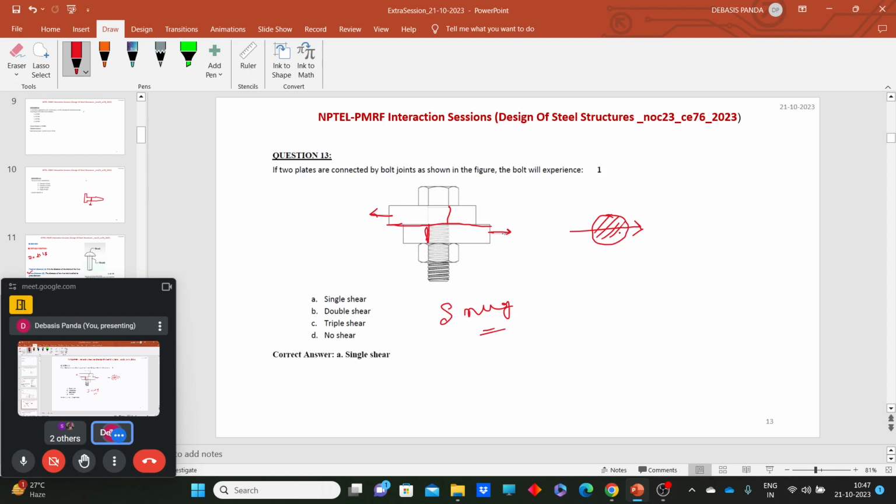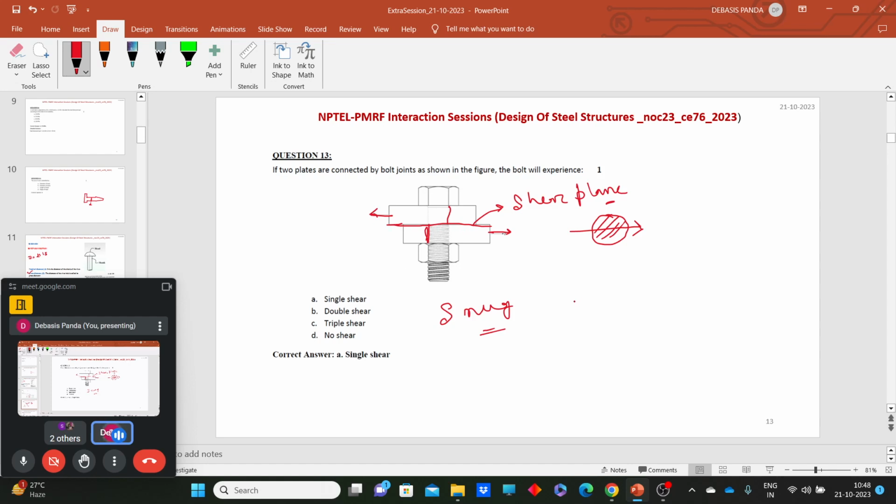So what will happen? The shear stress will generate through that particular plane, and if the generated shear force value is more than the shear capacity of the bolt, then the bolt will fail in shear along this plane. So this plane we call the shear plane. Here you can see how many shear planes there are. Only one shear plane.